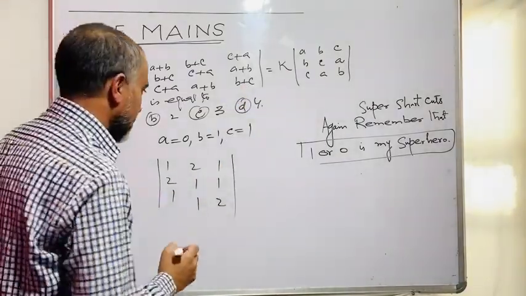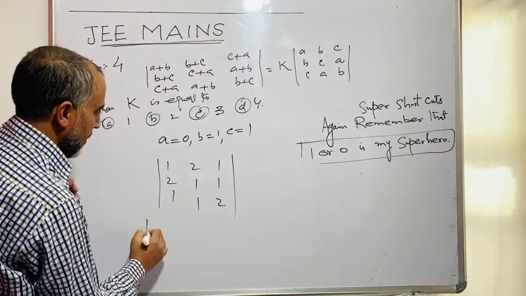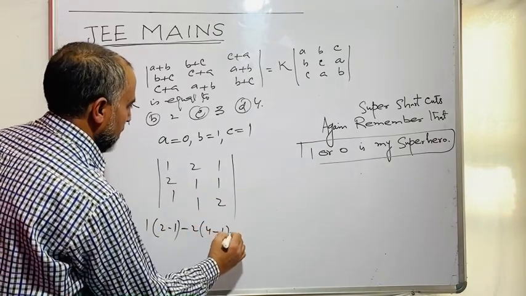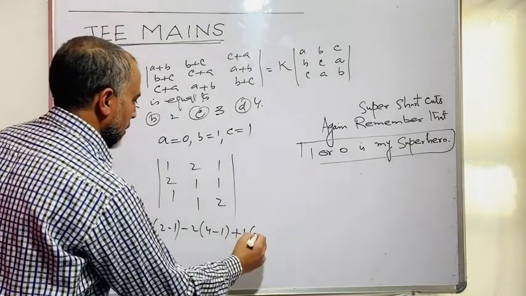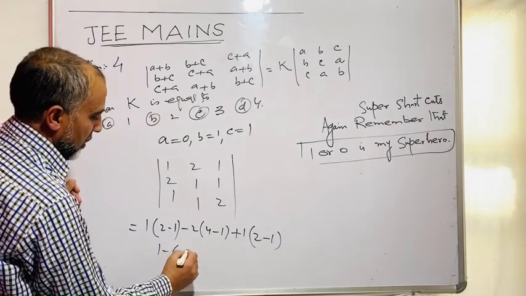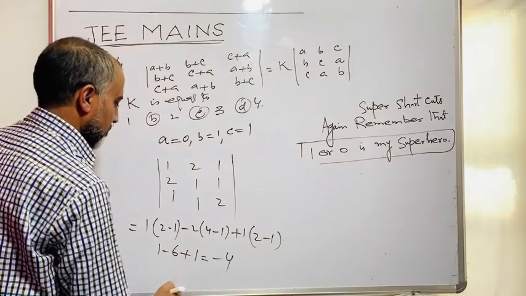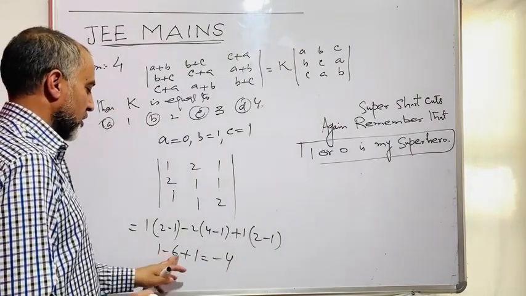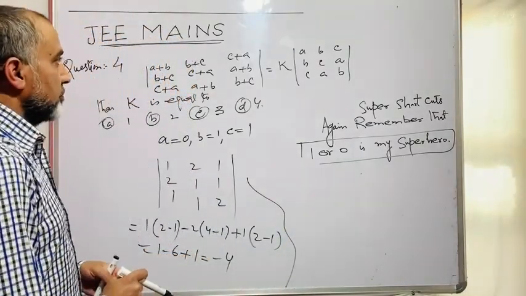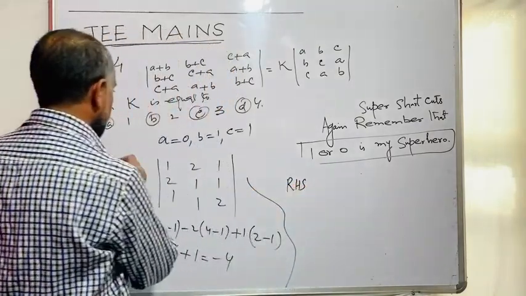Okay, we'll expand it. This is a simple three-order determinant: 1 into 2 minus 1, minus 2 times 4 minus 1, plus 1 times, deleting this row and column, 2 minus 1. Finally, you will get 1, and here 3 twos are 6, plus 1. So you are left with minus 6 plus 2, that is equal to minus 4. Now, this is the left hand side. We'll take the right hand side.